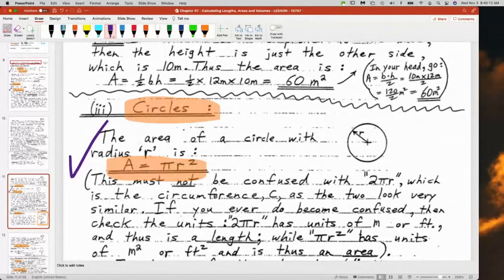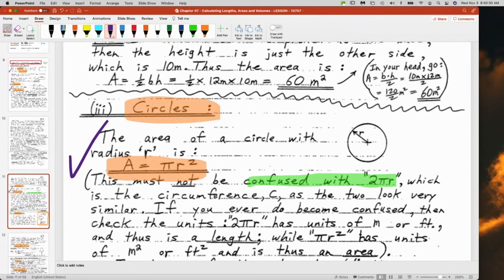Of all the formulas involving circles, I believe this is the one that students remember the most, the area of a circle, pi r squared. But of course, and it's mentioned here, do not confuse it with the circumference of a circle, 2 pi r.